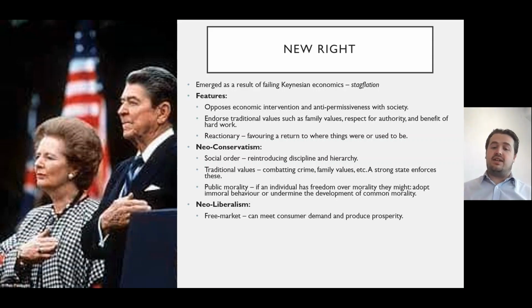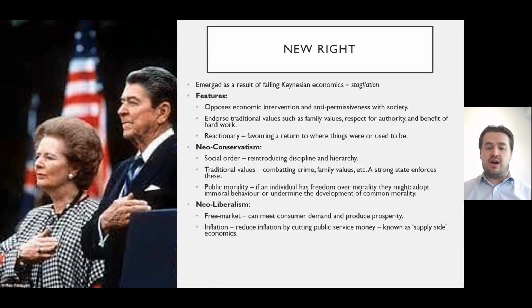So an emphasis, as we said earlier, on the free market. The free market, according to Thatcher and Reagan, can meet consumer demand and it can produce prosperity as well. Inflation. So you reduce inflation, and this was really the big talking point in the 70s and 80s. What you do is you reduce inflation by cutting public service money, known as supply side economics. We don't need to get into the economics too much, but you cut public services and prices are going to stop rising as you're not spending as much money.